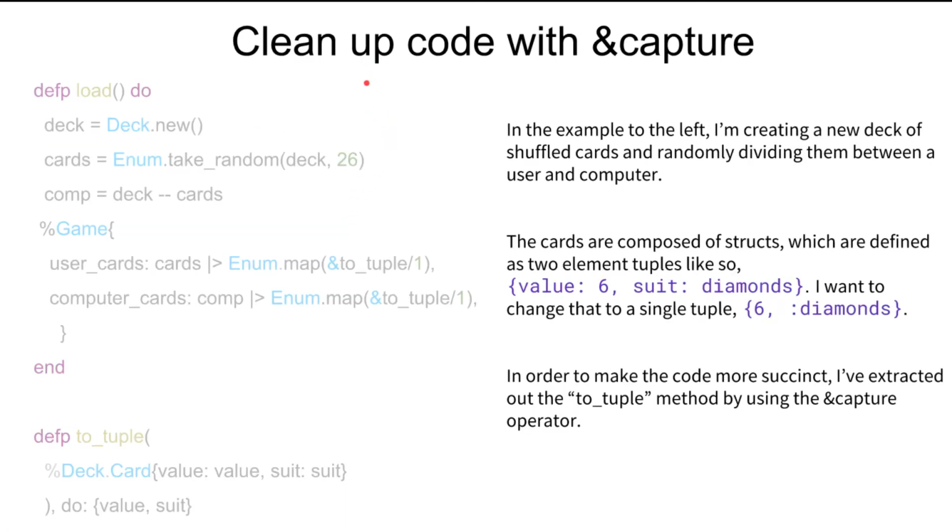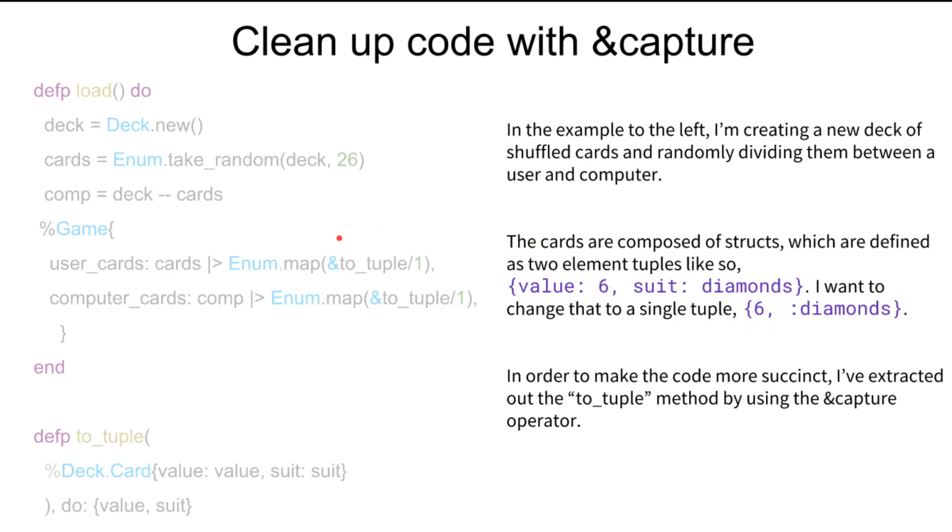We can also clean up the code with the capture operator. So here we have a private function called load, where it makes a call to another module called Deck and the function new. It deals out 26 cards to the user randomly and 26 cards to the computer randomly. And essentially the cards look like this: value 6, suit diamonds. But we want the cards to look like this: 6 diamonds.